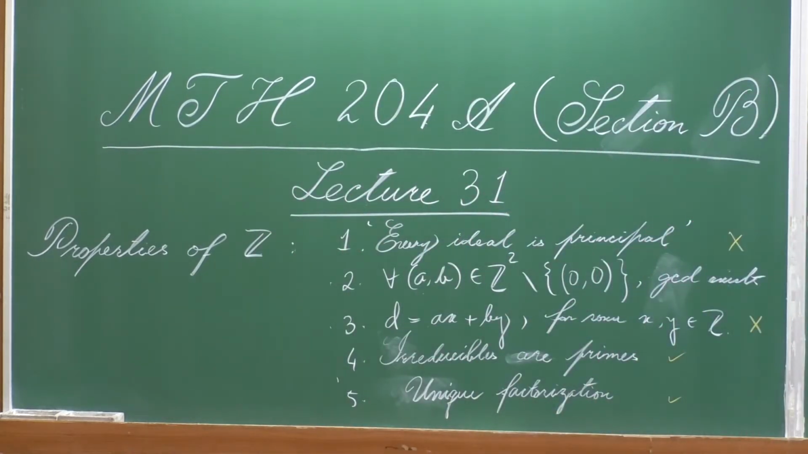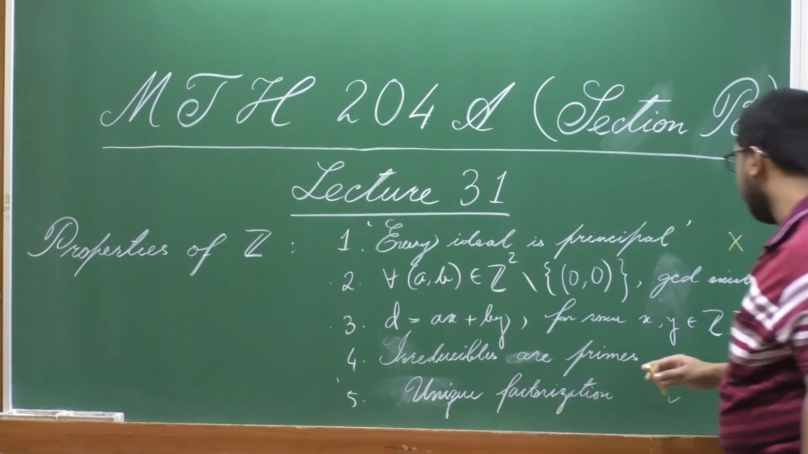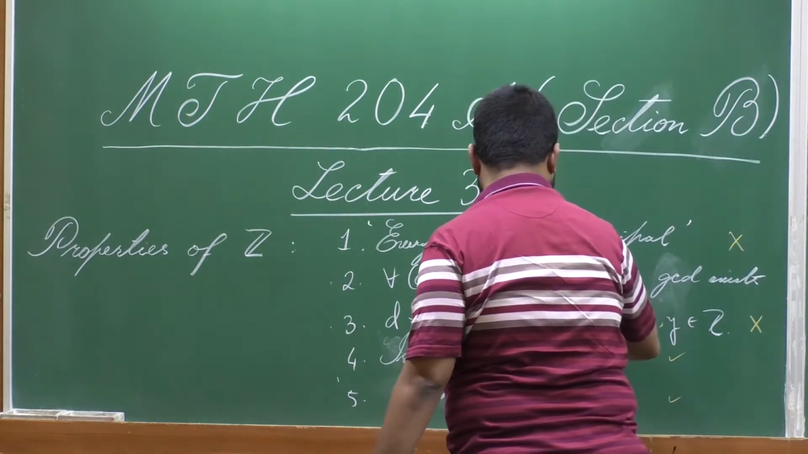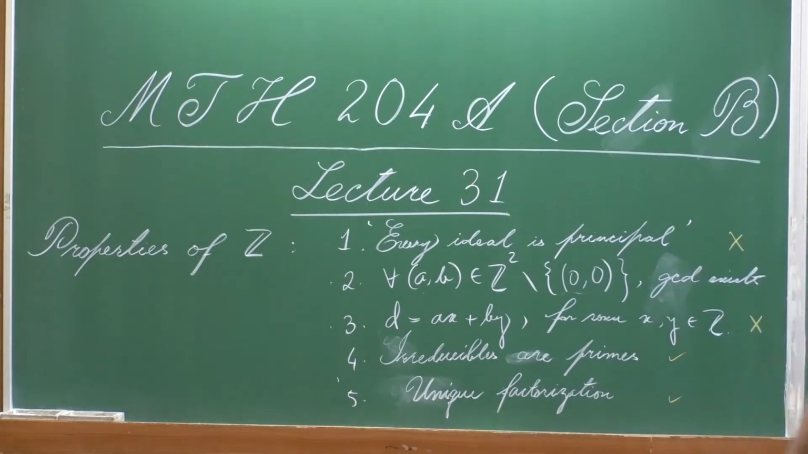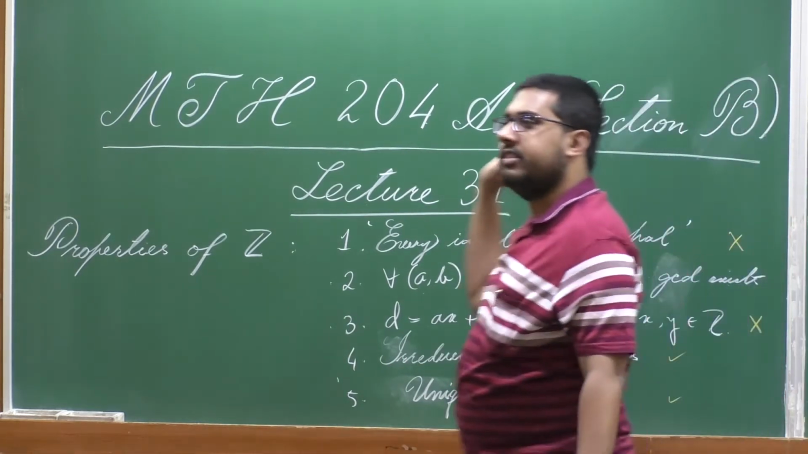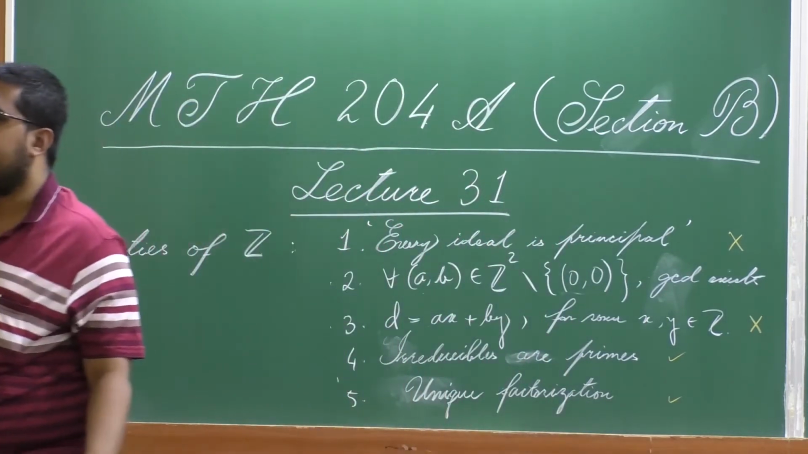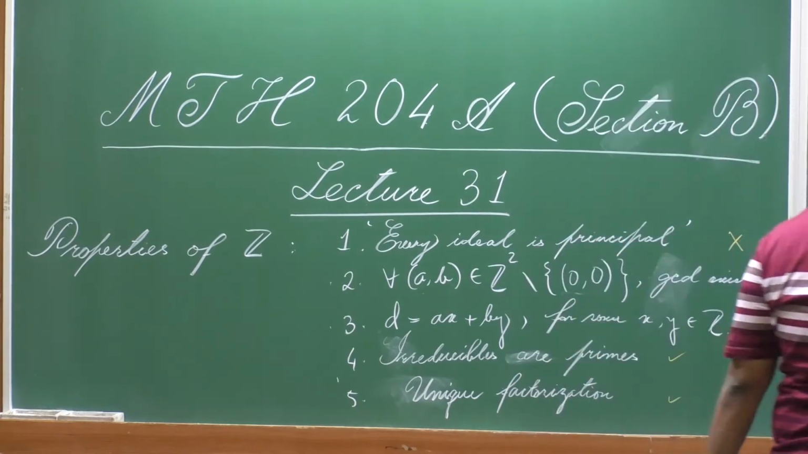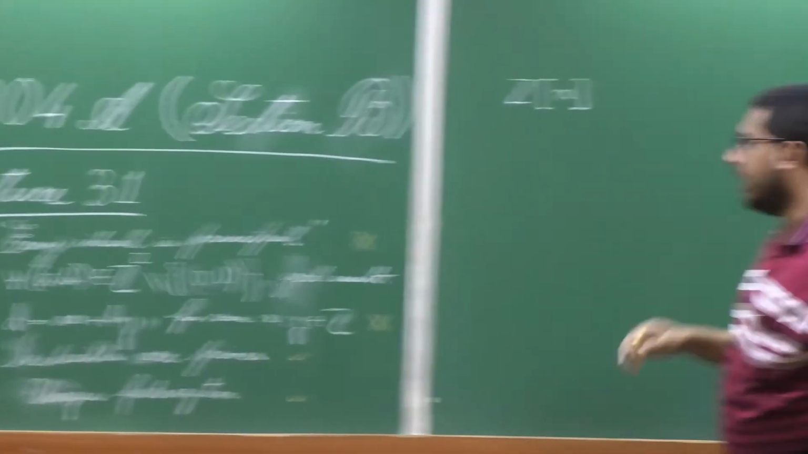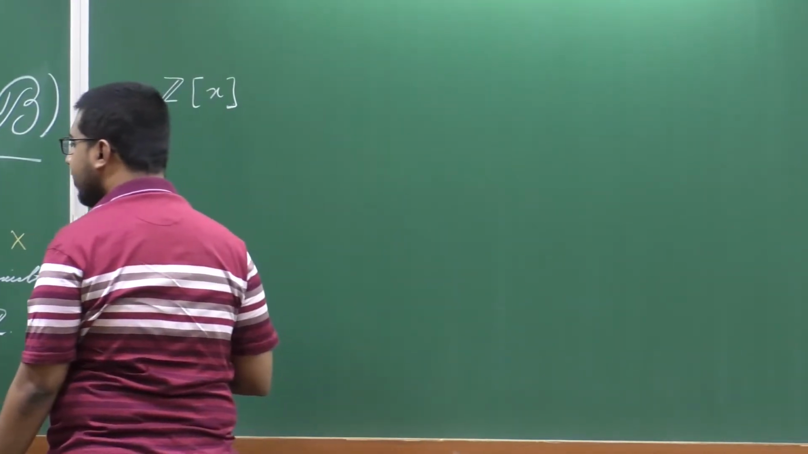So right now the only thing which is left unanswered is the second one. That is, if we are given a pair of elements not both 0 in Z[x], whether they always have a GCD or not. Actually we will see here the GCD exists. So how to do that?